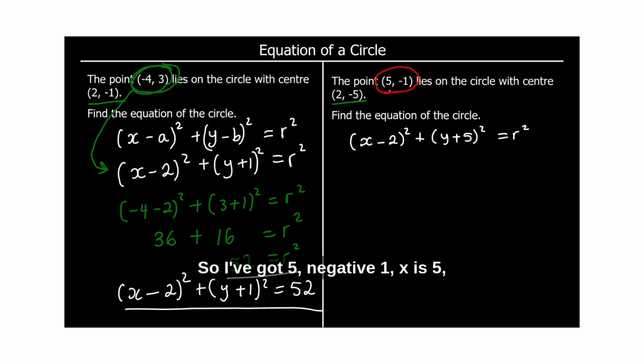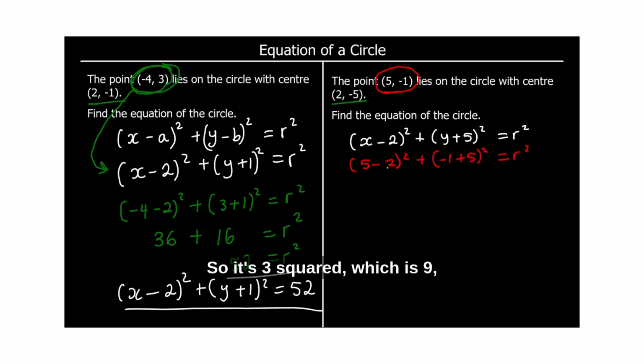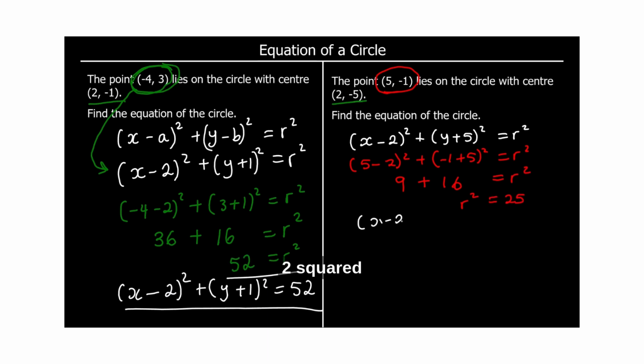I'll do both. So I've got 5, -1, x is 5, y is -1. So (5 take away 2) squared plus (-1 plus 5) squared is the radius squared. So it's 3 squared, which is 9, plus 4 squared, which is 16, is the radius squared. So r squared is 25. So the equation is (x minus 2) squared plus (y plus 5) squared equals 25.